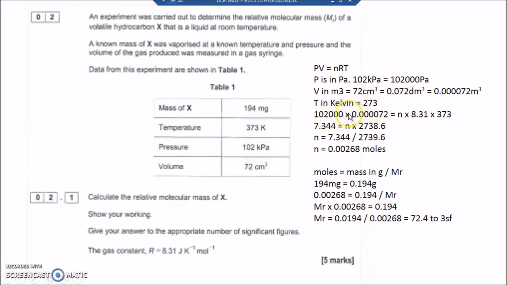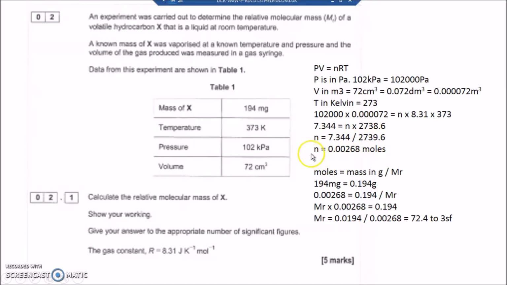So if we multiply these two out, always good to multiply out the numbers first on a calculator so you don't end up pressing the wrong buttons. 102,000 multiplied by 0.00072 is 7.344. So do that section first and multiply these two numbers, 8.31 and 373 out, and you get 2738.6. Now n is 7.344 divided by 2738.6, and it comes out as 0.00268 moles. I've now got the number of moles.